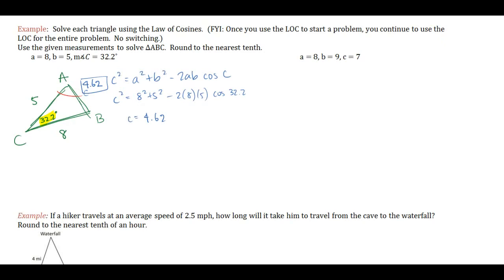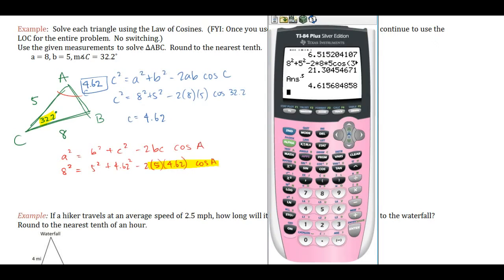Now, the funny part is I want angle A. So I know on one side I'm going to have an a. So little a squared is going to be on this side. And then I'm going to have b squared plus c squared minus 2bc cosine of angle A. And now you just got to be careful about your algebra. A lot of kids do stuff wrong here. Like 8 squared equals, let's see, b was 5 squared plus 4.62 squared minus 2 times 5 times 4.62 cosine of angle A. Now realize all of this is multiplied together. So please, order of operations.